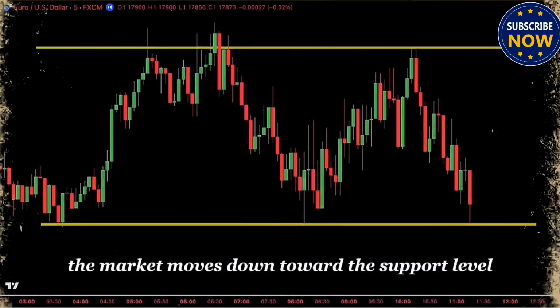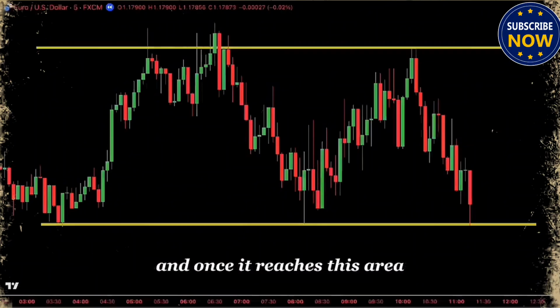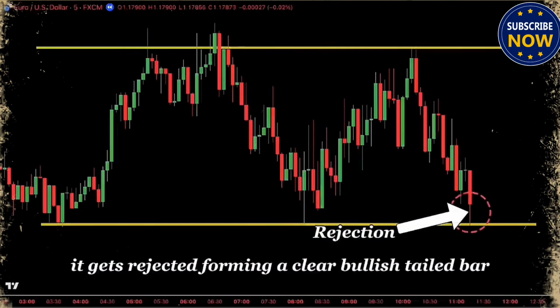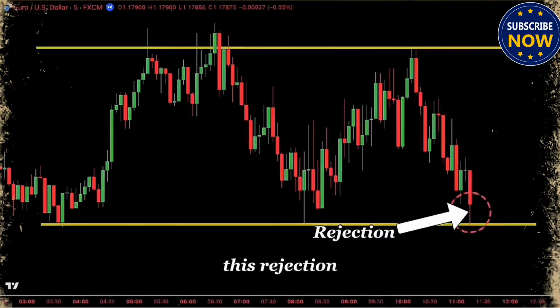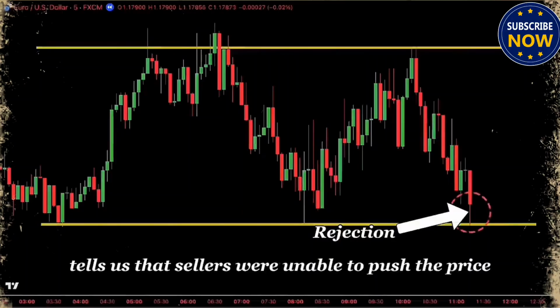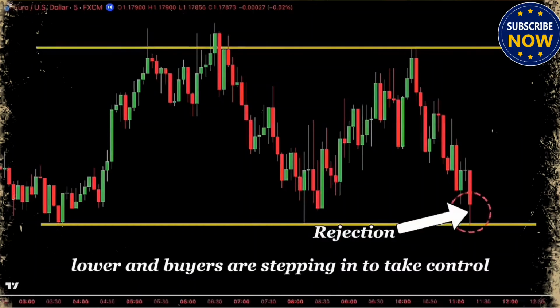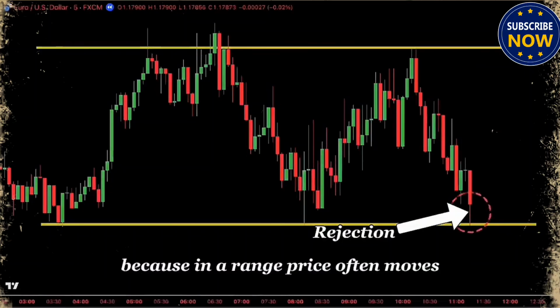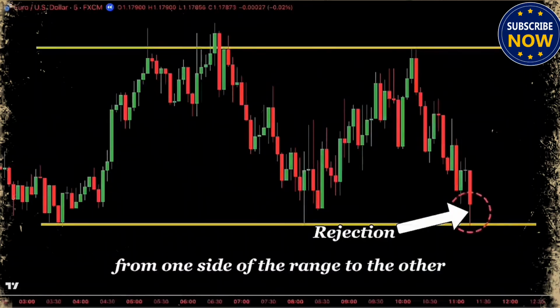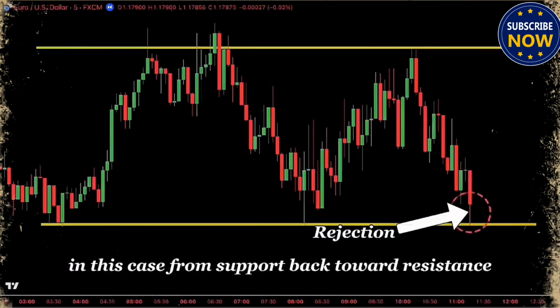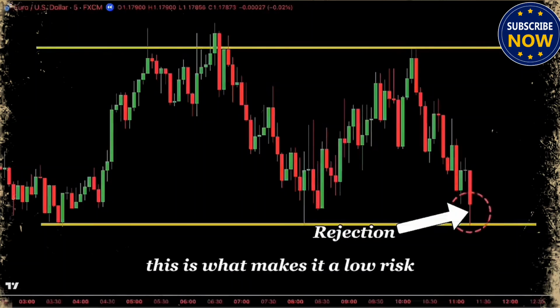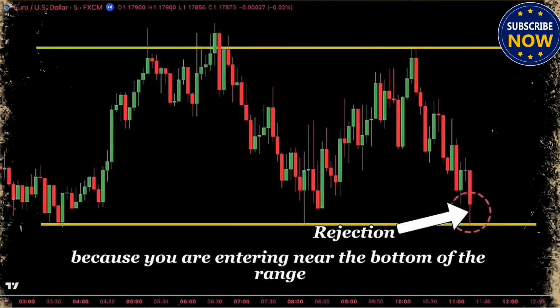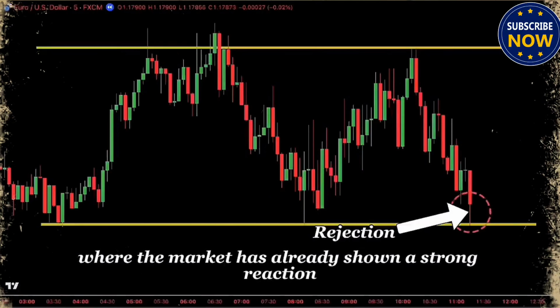The market moves down toward the support level, and once it reaches this area, it gets rejected, forming a clear bullish-tailed bar. This rejection tells us that sellers were unable to push the price lower and buyers are stepping in to take control. This creates a potential trading opportunity because in a range, price often moves from one side of the range to the other, in this case from support back toward resistance. This is what makes it a low-risk, high-reward setup because you are entering near the bottom of the range where the market has already shown a strong reaction.